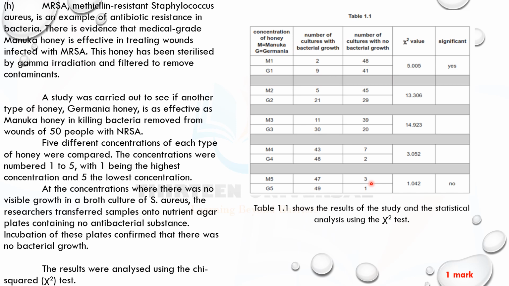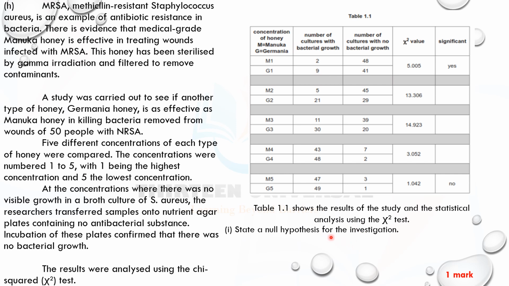Let's look at what it said. They said table 1.1 shows the result of the study and statistical analysis using chi-square test. Look at chi-square. These are chi-square calculated values. They were compared to the tabulated value. State a null hypothesis for this investigation. So try it. 1 mark.